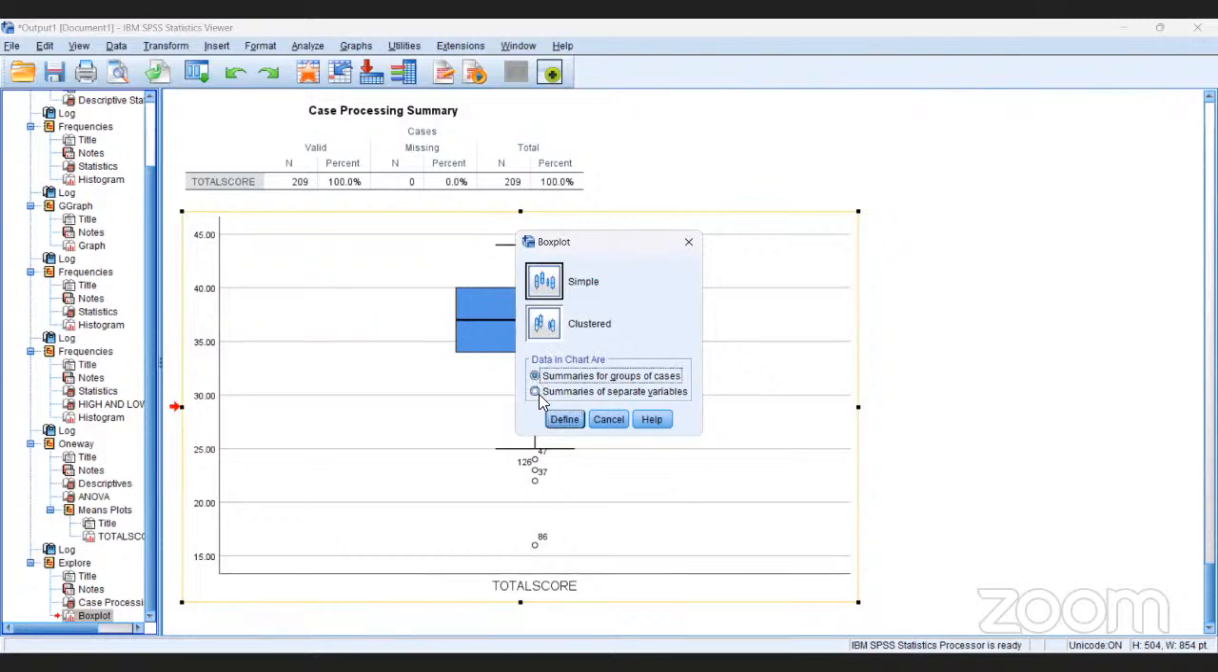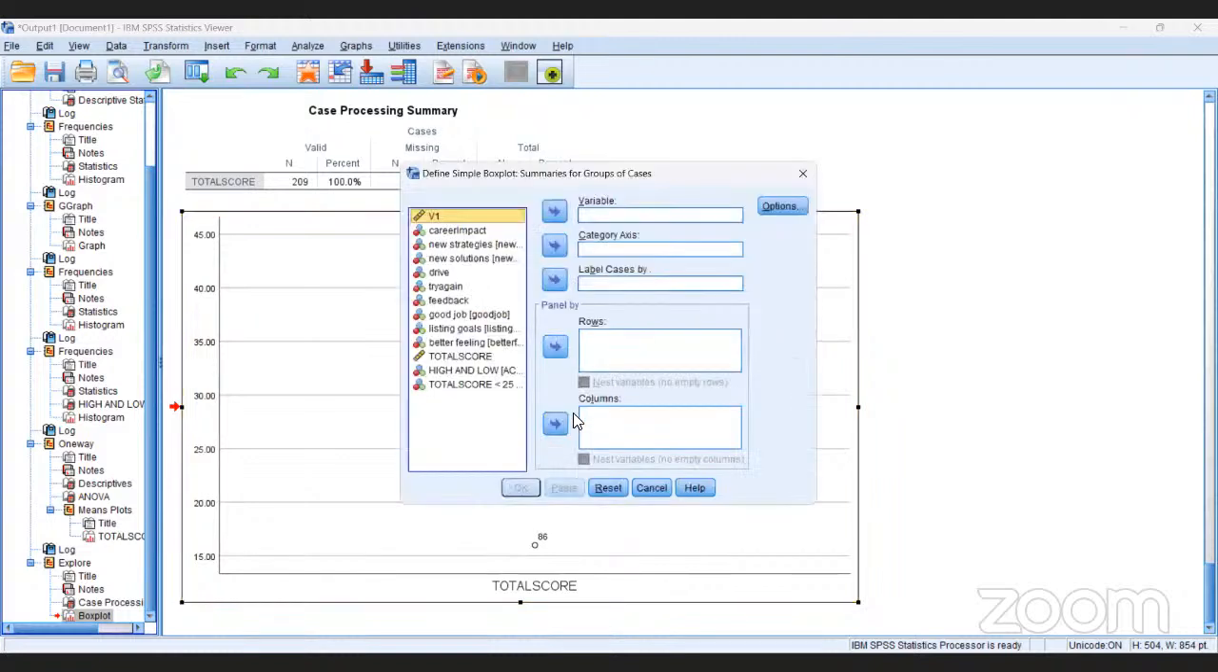In box plot, summaries for groups of cases. Define. Total score, that is the variable. And high and low, that is the category axis. Okay. Then I click OK.